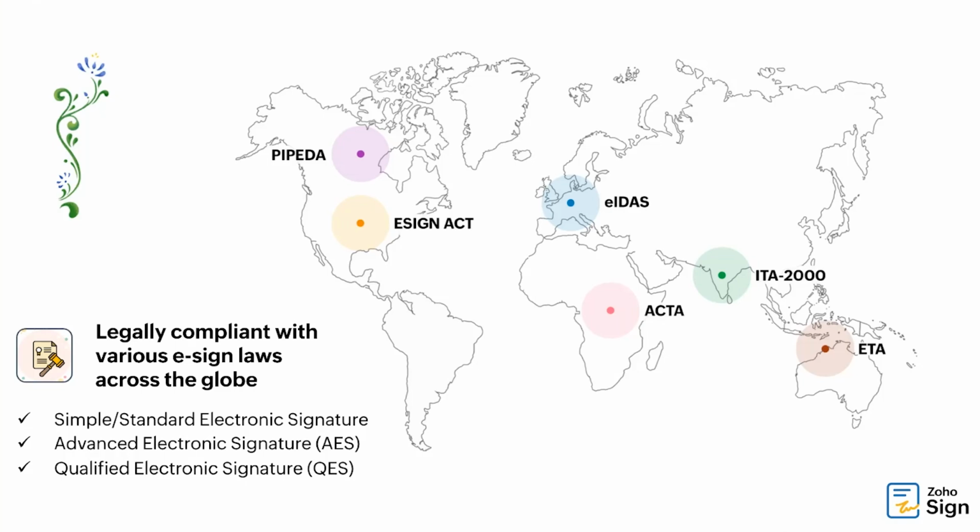Furthermore, Zoho Sign ensures compliance by maintaining multiple secure data centers located in various cities worldwide. This approach facilitates local data storage and processing, all while upholding stringent adherence to regional privacy regulations.